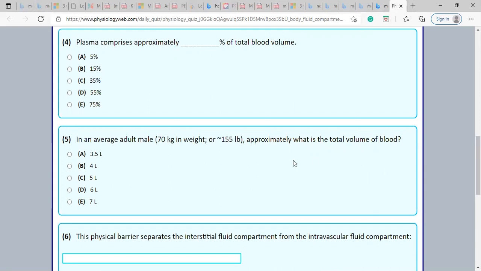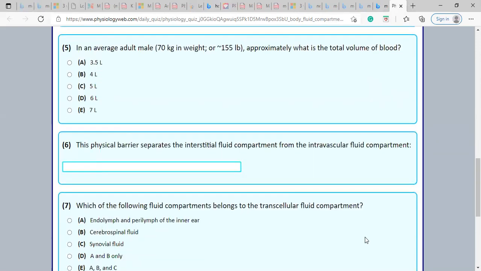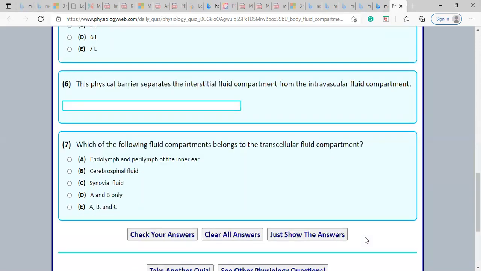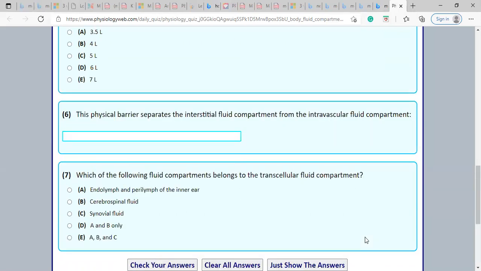Let me see this one. In an average adult male, what's the total volume of blood? Okay, I didn't teach you this. The physical barrier separates the interstitial fluid compartment from the intravascular fluid compartment. Intravascular fluid compartment, that's the plasma, the blood vessel, yes? I think they're asking you about the capillaries.